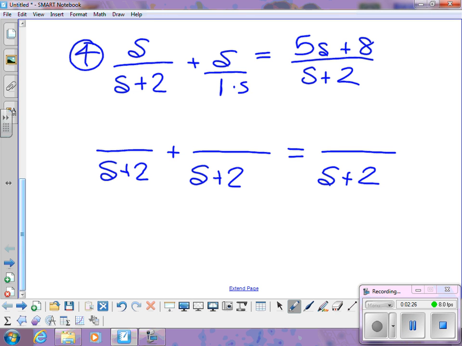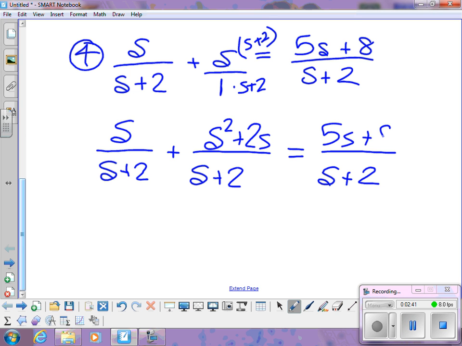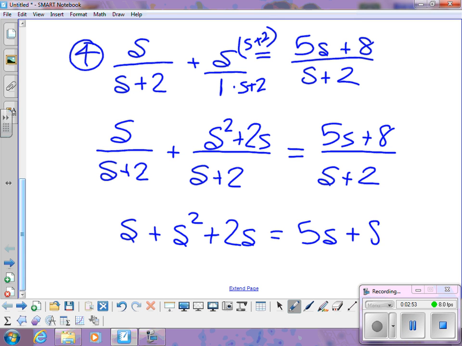So I would multiply this by s plus 2, multiply this by s plus 2. So I'm going to get s. What's s times s plus 2? s squared plus 2s. Very good. And that's just 5s plus 8. So the s plus 2 is going to cancel out, right? And I'm left with s plus s squared plus 2s equals 5s plus 8.